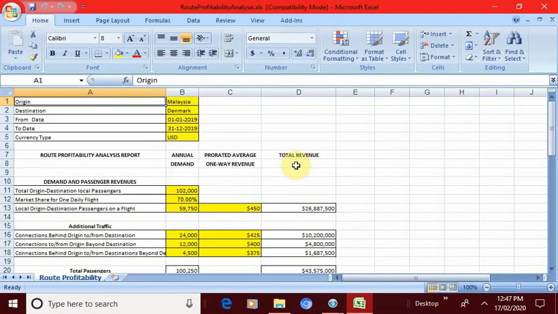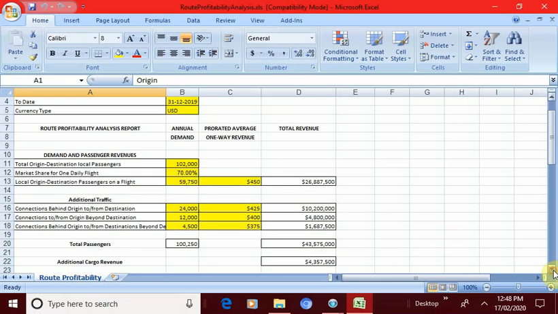So this is what we had. The yellow highlighted cells are the user input fields, what we input currently on the user interface. So this was input, and these were the figures we input, and this is the way it is formatted: 70% and 59,740 and $450 and so on and so forth.